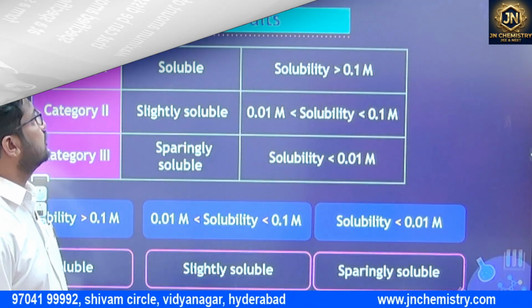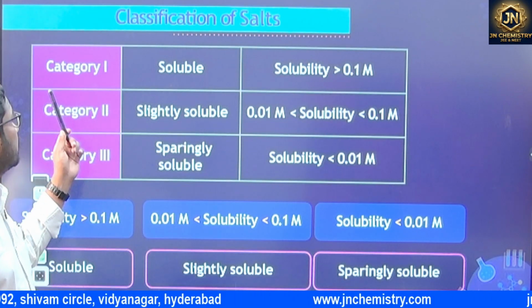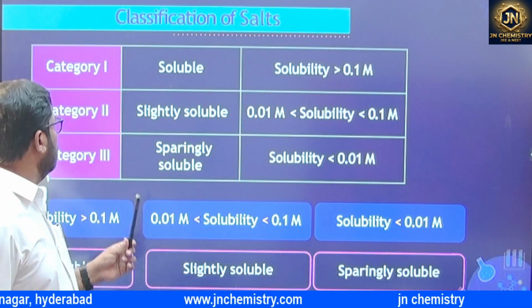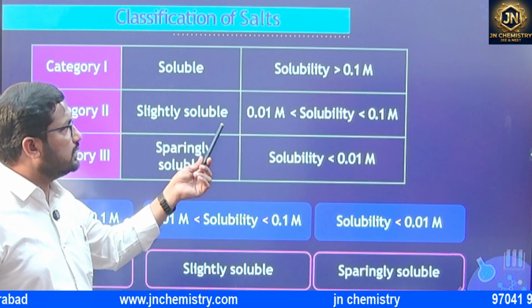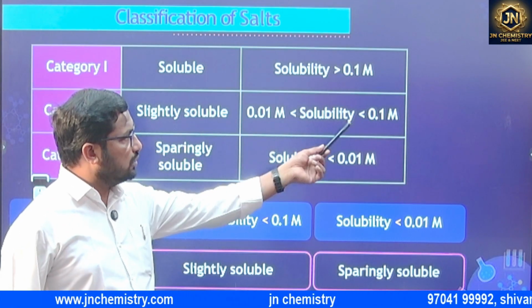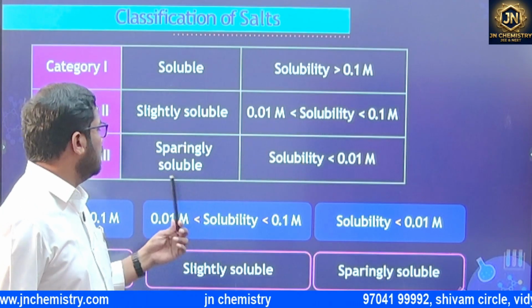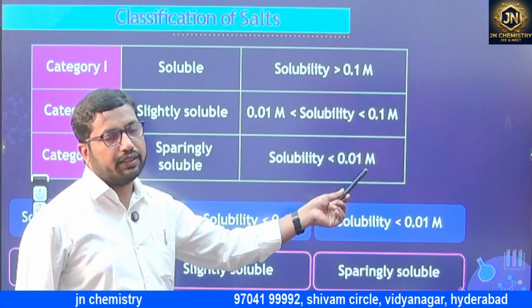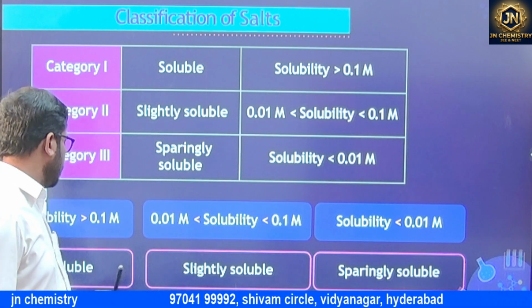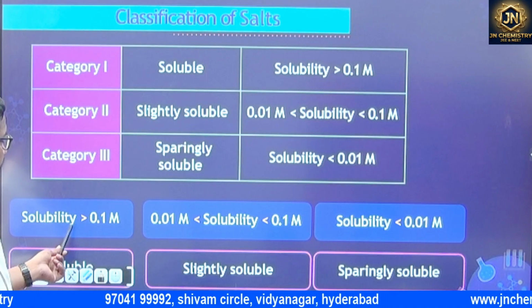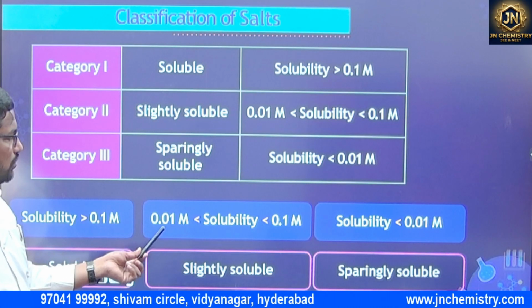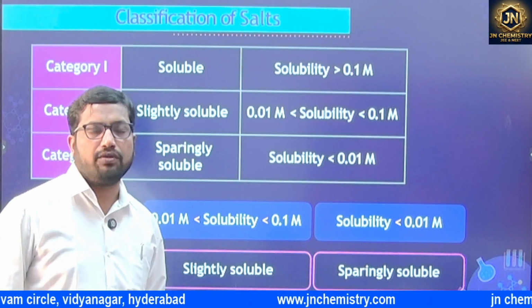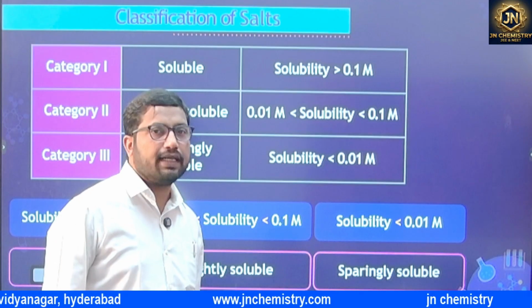Write it down. So, classification of salts. Category 1, soluble: solubility is greater than 0.1 molar. Category 2, slightly soluble salts: between 0.01 molar and 0.1 molar. Then sparingly soluble salts: solubility is less than 0.01 molar. Write this table: solubility greater than 0.1 is soluble, then slightly soluble, sparingly soluble. In the solubility product we will discuss sparingly soluble salts.